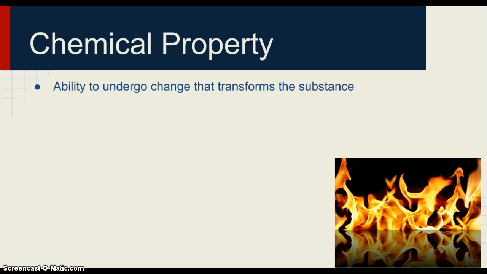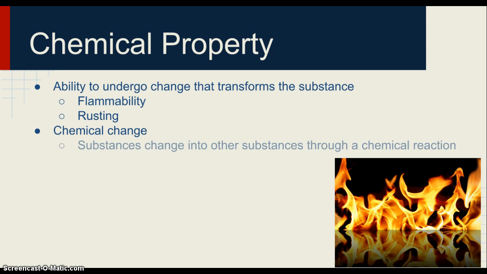Now this is going to be different from chemical properties. Chemical properties tell us something about the ability of that object to undergo a change that transforms it into something else. Flammability is a chemical property. The ability of something to rust is a chemical property, because when iron rusts, it actually is no longer iron. It's become a new substance, iron oxide. So a chemical change then is when the substances actually change into other substances through a chemical reaction. And that's really what we're more interested about in chemistry.